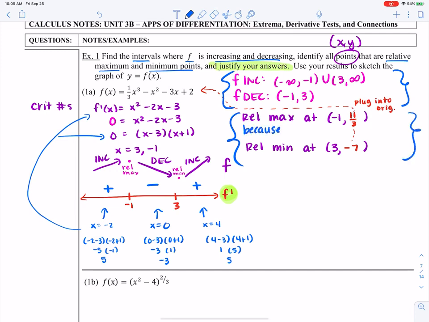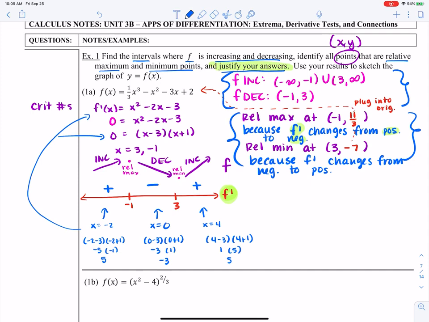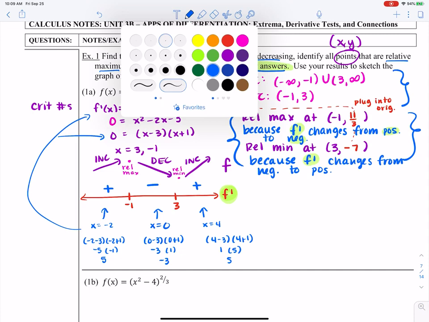Because f prime changes from positive to negative. Now, some important pieces of that. I didn't say it. I said f prime, and I said from positive to negative. And then I have a relative min because f prime changes from negative to positive. If it says justify, the AP exam requires this information. You're never going to use the word it either.